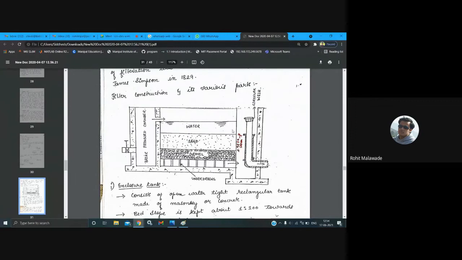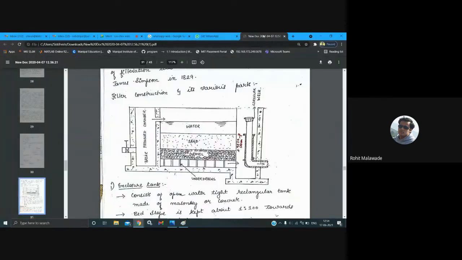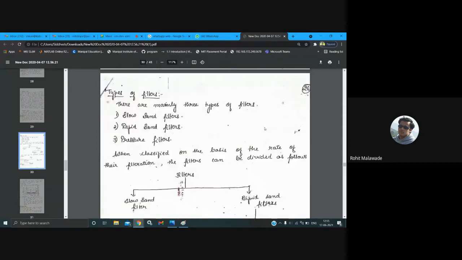Which are present in water, right? This is how we are going to remove them. Now, why are we going to call this a slow sand filter? The rate of filtration in the case of a slow sand filter is very less. So that is the reason why we call it a slow sand filter.